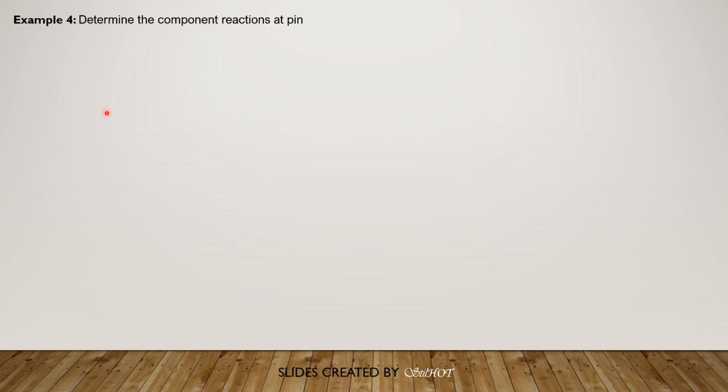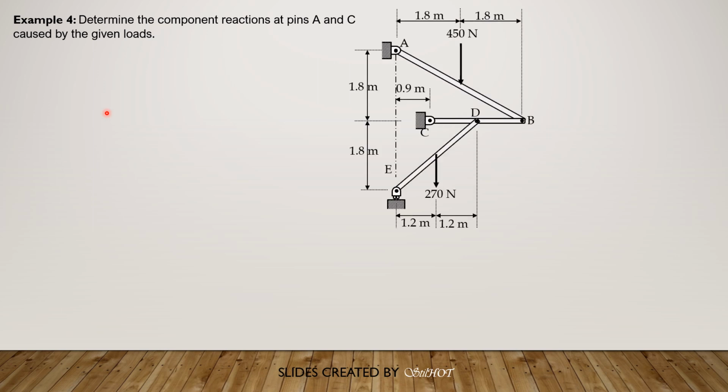Determine the component reactions at pins A and C caused by the given loads. So here is the figure, and take note that E is a roller. Therefore, we can consider first the free body diagram of member DE, and next is BC.